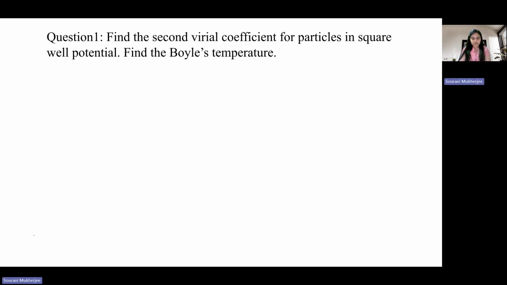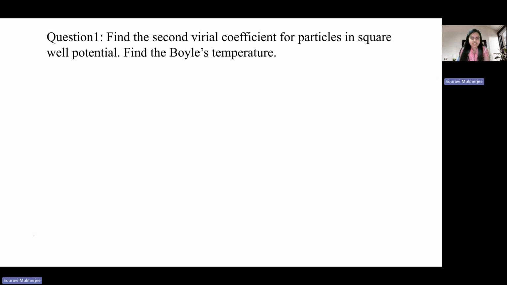So now based on this, if we try to solve this question, it says: find the second virial coefficient for particles in a square well potential, and find the Boyle's temperature. So now you have a square well potential. That means you know V, and you can write an expression for V.